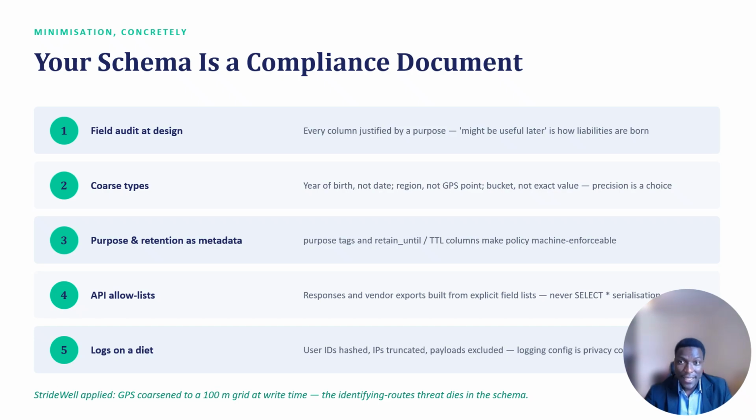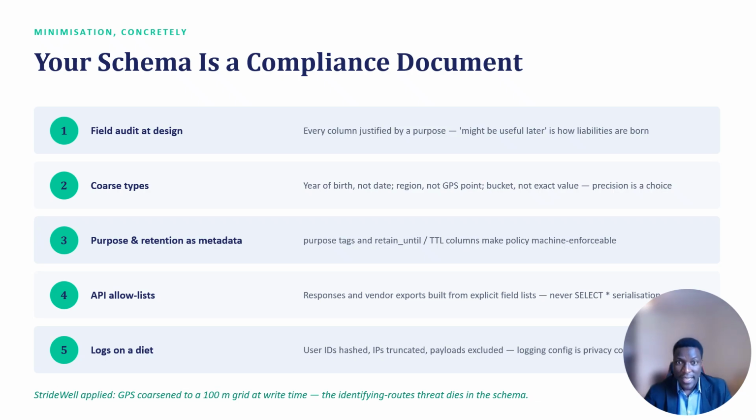Minimization gets concrete exactly here. The schema and the API are where it lives or dies. Five practices that we are going to follow. Field audit at design time. Every column earns its place with a purpose. "Might be useful later" is how liabilities are born. So we need to ensure that every column has its purpose attached to it.